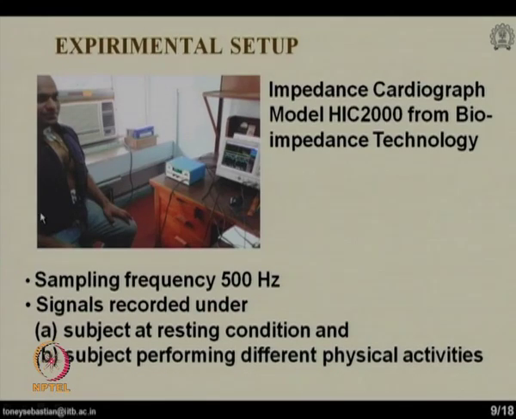and hence we will be calculating the impedance variation. This particular impedance cardiograph is the HIC 2000 impedance cardiograph from Bioimpedance Technology. We have acquired the signal at a sampling rate of 500 hertz. Signals are recorded both in resting condition as well as while performing different activities. One signal which we saw before is while performing some activity.